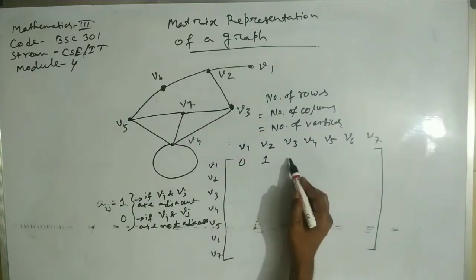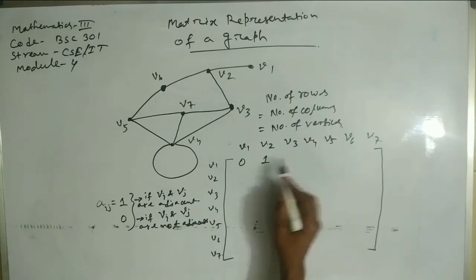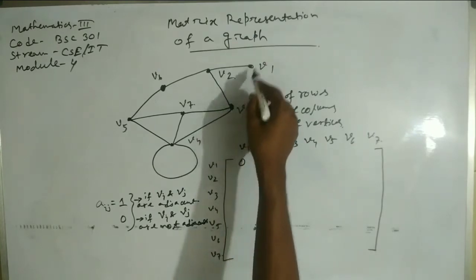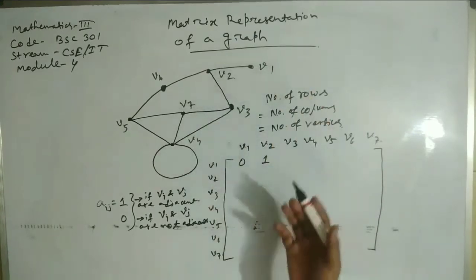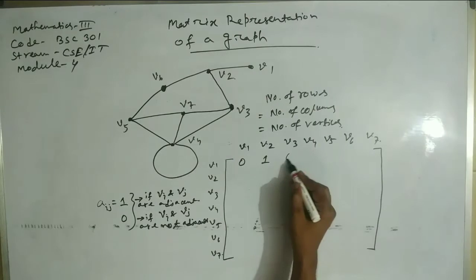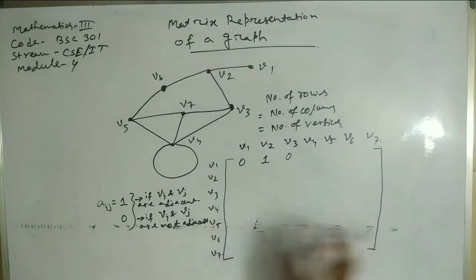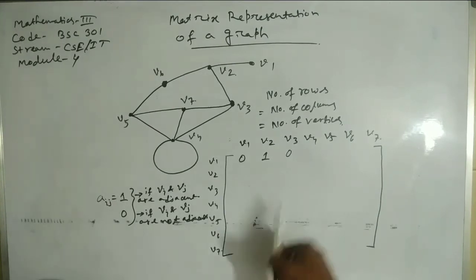Now for this element we have to check the adjacency of V1 and V3. There is no edge between V1 and V3, so V1 and V3 are not adjacent. So the element will be 0. In this way we have to check all the adjacency in the matrix.